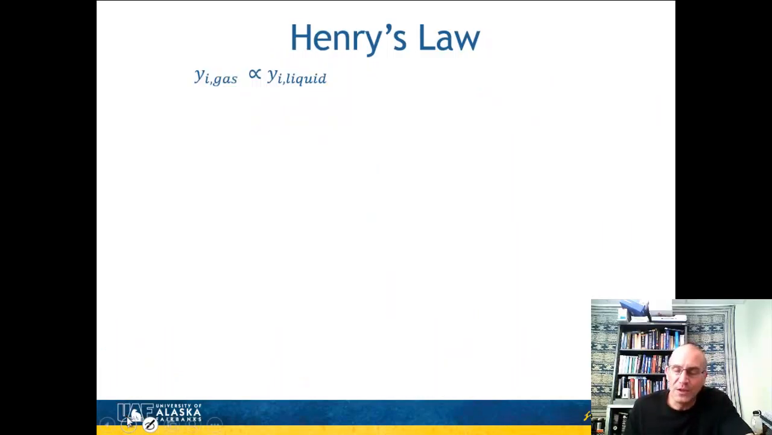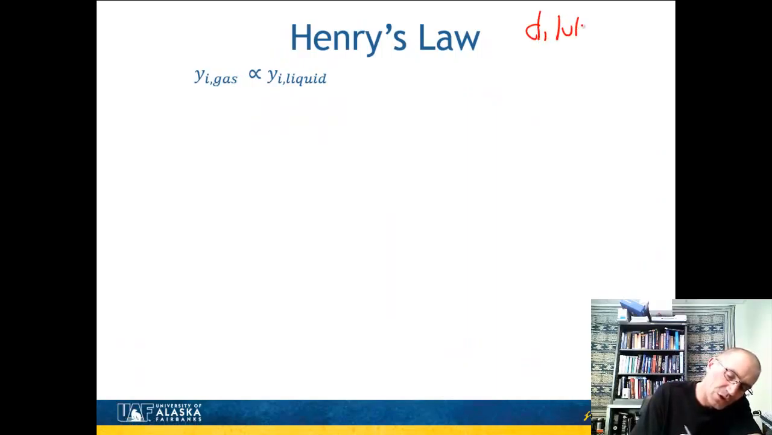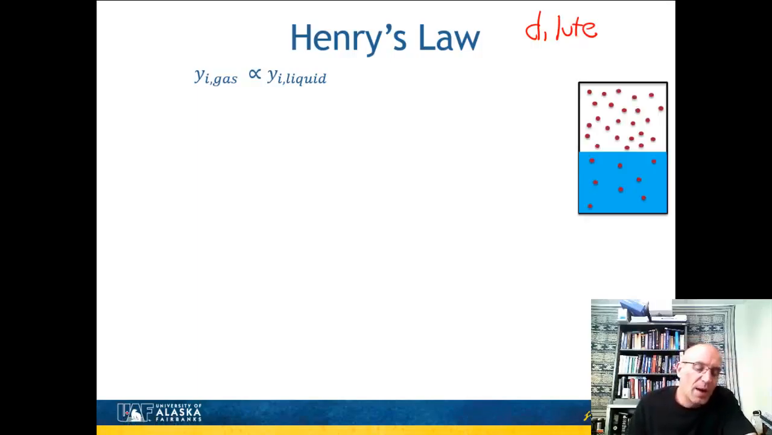One last thing I want to mention is Henry's law. And Henry's law relates to dilute solutions. So what I'm going to do now is take Raoult's law and just look at it when I have a really, really dilute solution. And so what I'm looking at here is maybe I'm saying I've got all this red in the vapor phase, and it's only weakly soluble in the blue. There's not a whole lot in there.